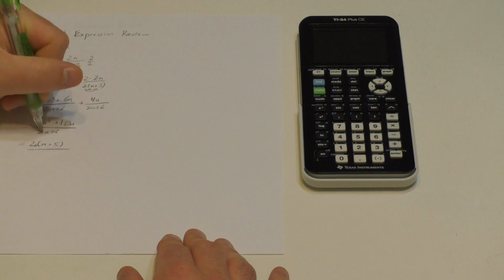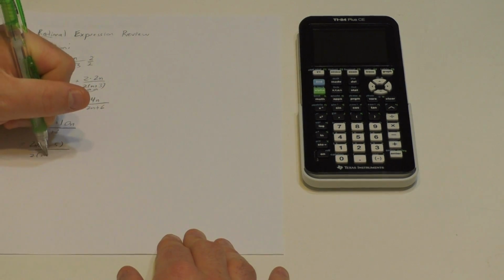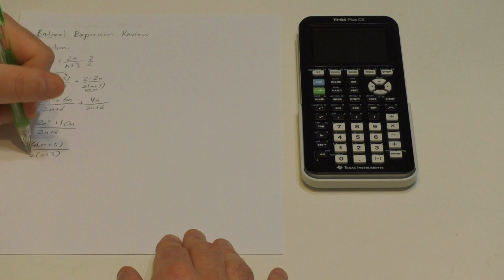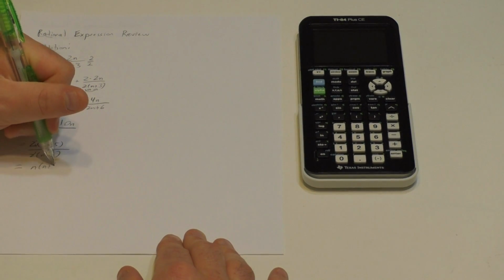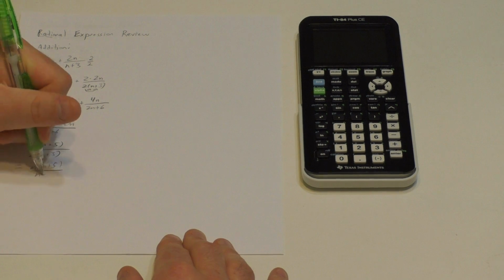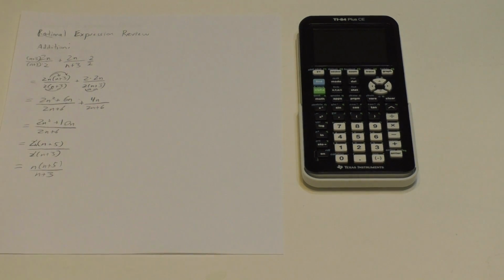Okay. These have a 2 in common. So let me get the n out of there. So this 2 will cancel. So I have n times n plus 5 over n plus 3. Okay, that's just to simplify it just a little bit.